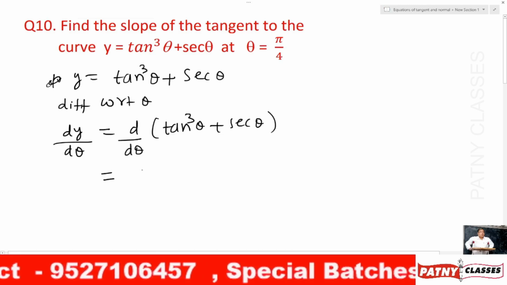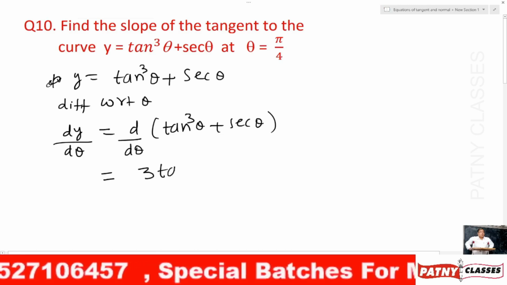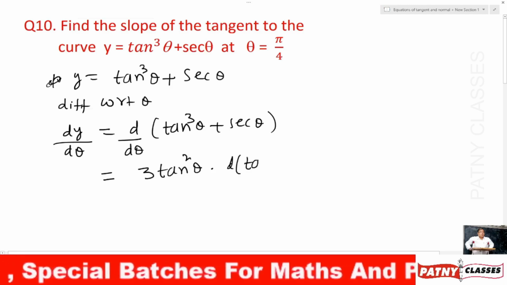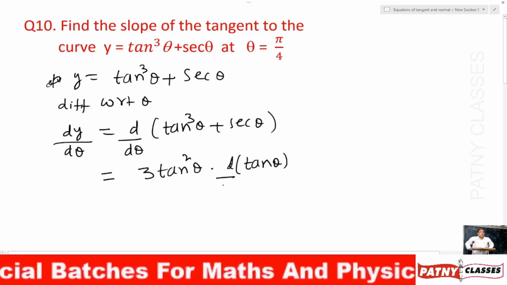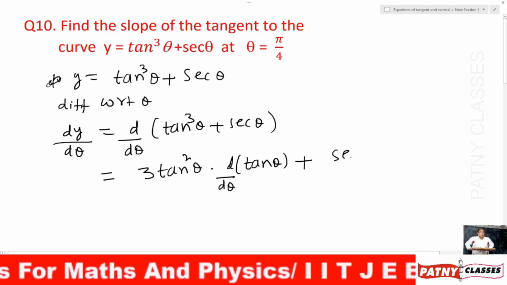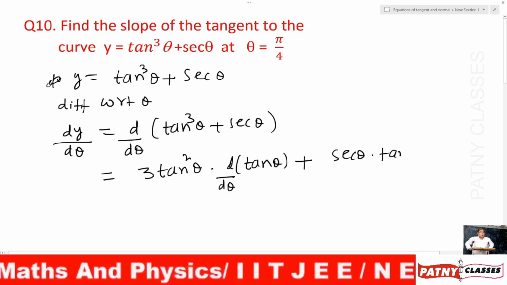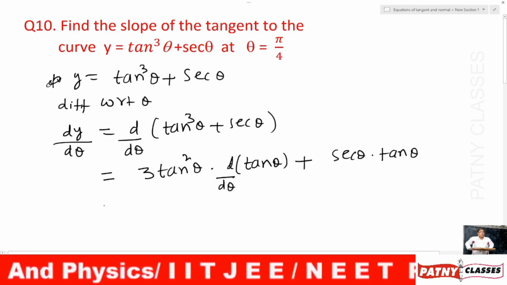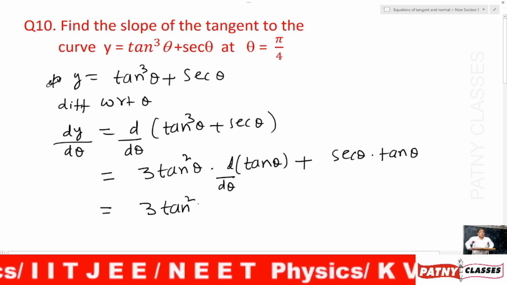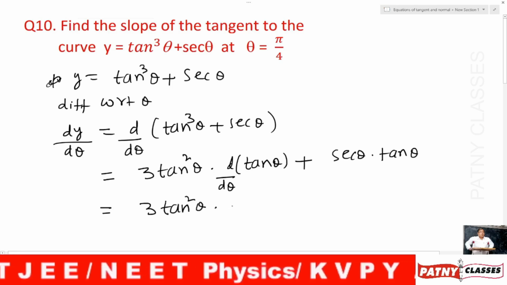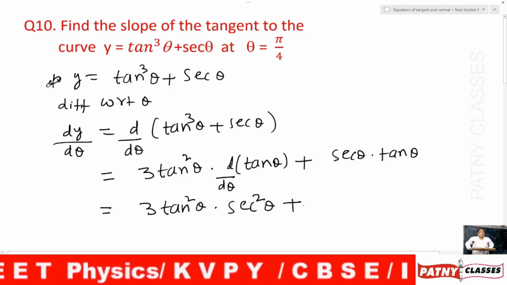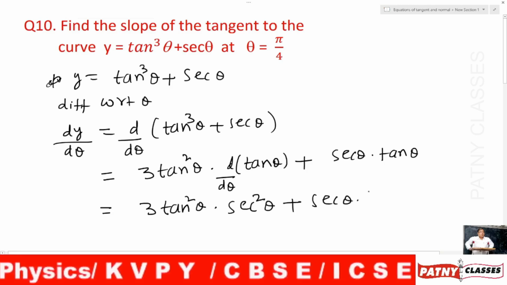So the derivative of tan cube theta is 3 tan square theta dot derivative of tan theta with respect to theta, plus the derivative of sec theta, which is sec theta dot tan theta. So 3 tan square theta, and the derivative of tan theta is sec square theta, plus sec theta dot tan theta.